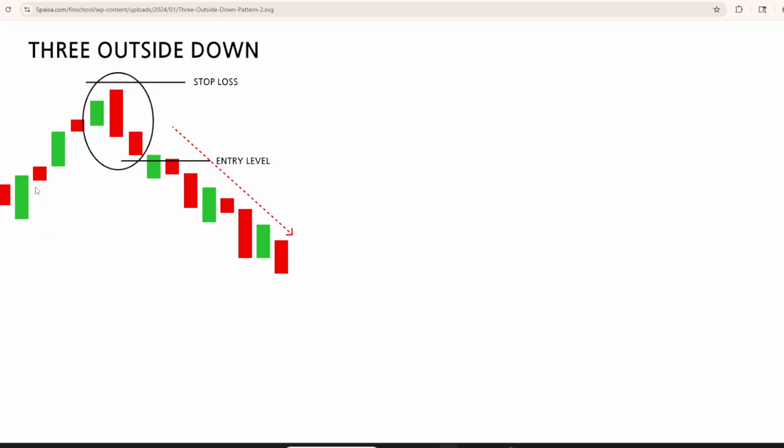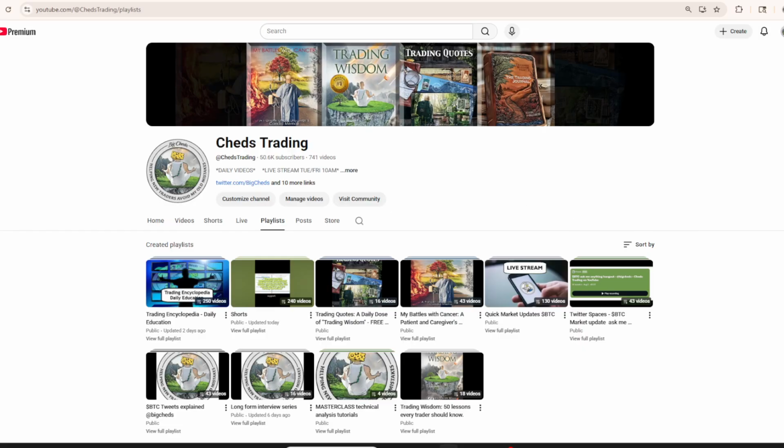You need to have a trend, an uptrend preceding it, the bear candle, the close below, and then ideally increasing volume in the second and then the third candle. This is the three outside down Japanese candlestick reversal pattern.